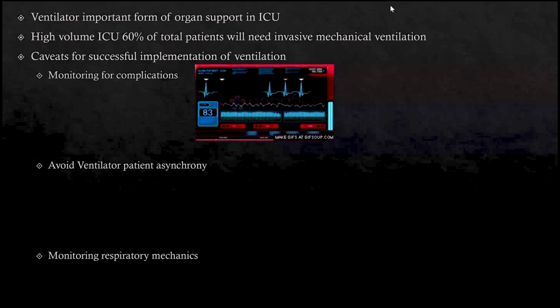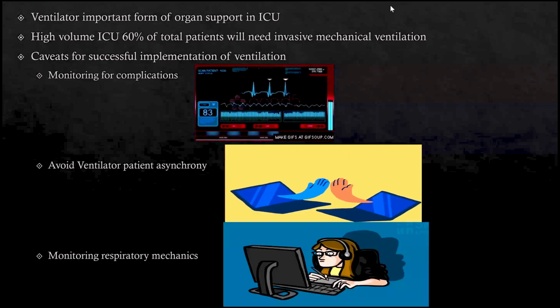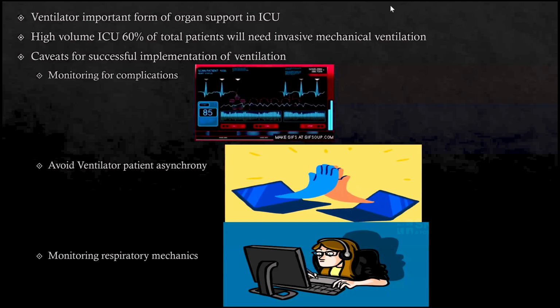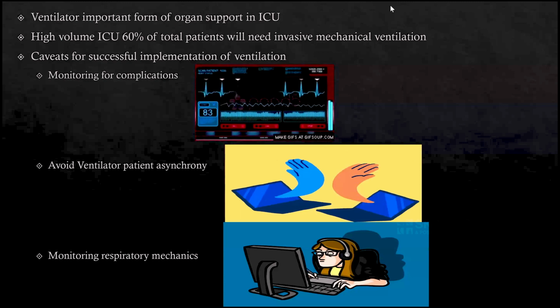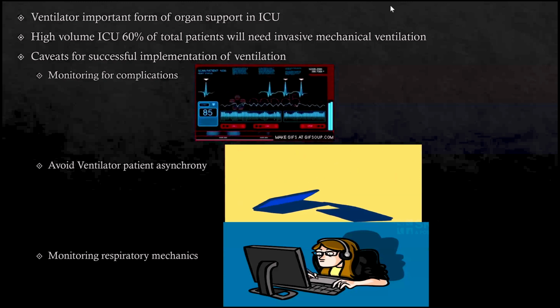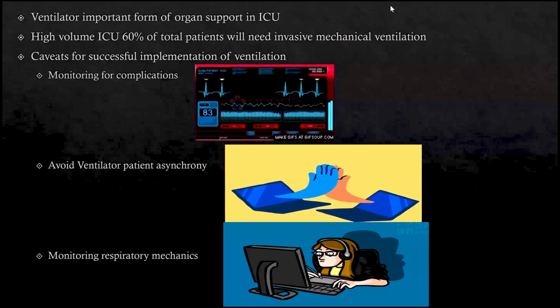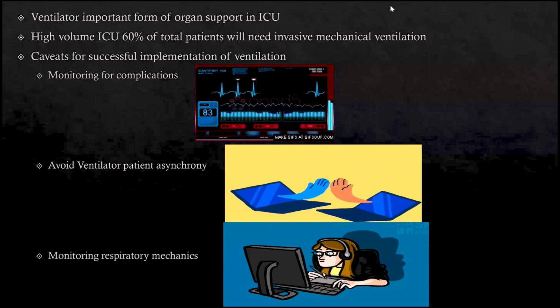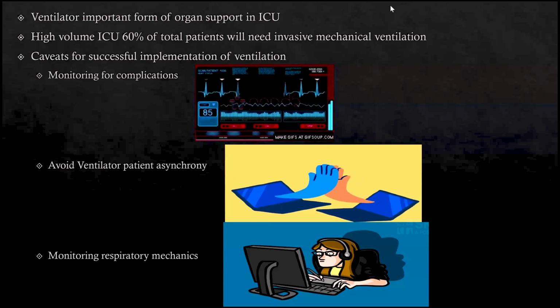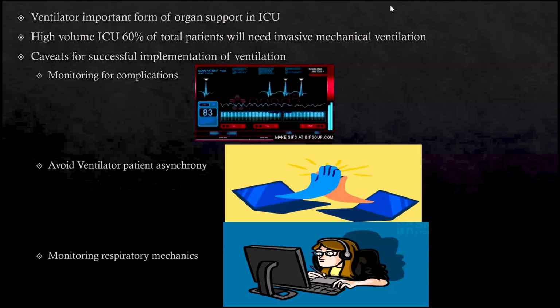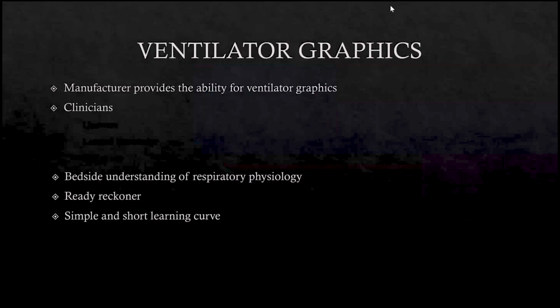Why is this important? We need to pick up complications early. Sometimes there are subtle changes on the scalars and loops which help us monitor for early detection of complications. Most importantly, they help pick up patient-ventilator asynchrony, when cycling is not optimal or the breathing is very erratic. This is where ventilator graphics help, along with monitoring respiratory mechanics, most importantly the trends of respiratory mechanics.